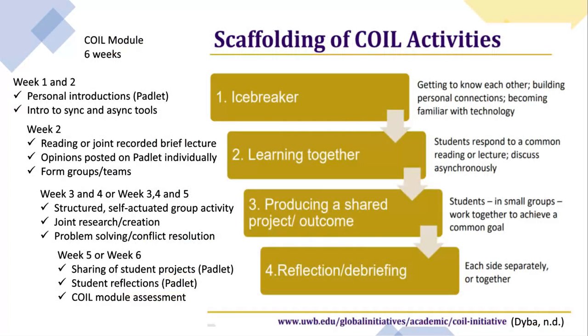Students in small groups work together to achieve a common goal, and then the final phase is reflection and debriefing, which can take place each class separately or together, both classes. And I'm going to explain what's on the left side of the screen. A COIL module, let's say, lasts 6 weeks.